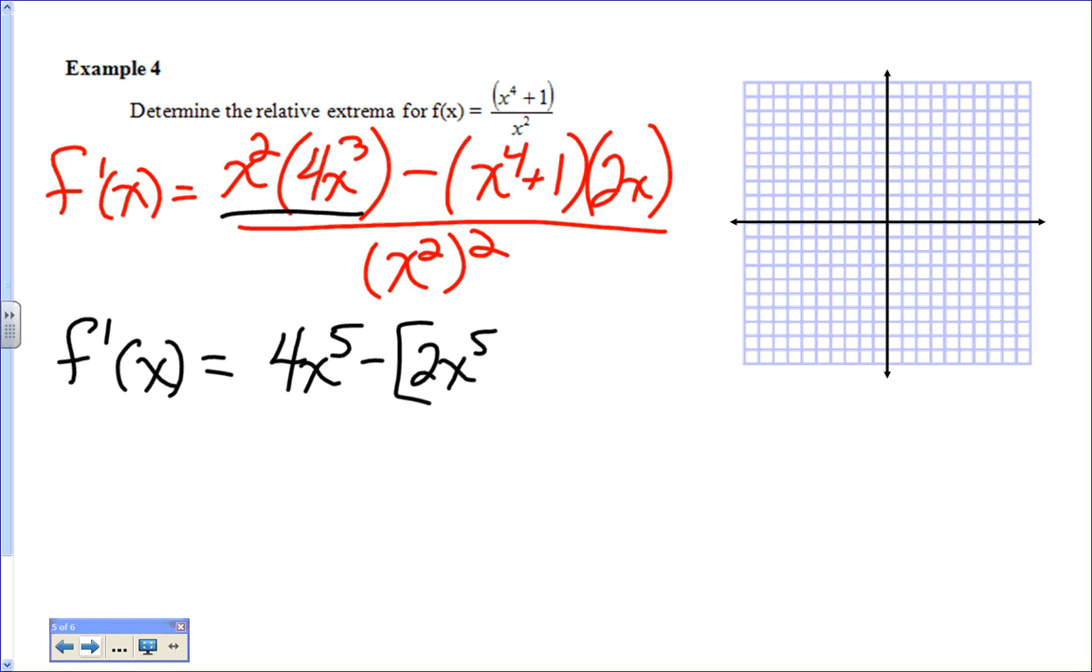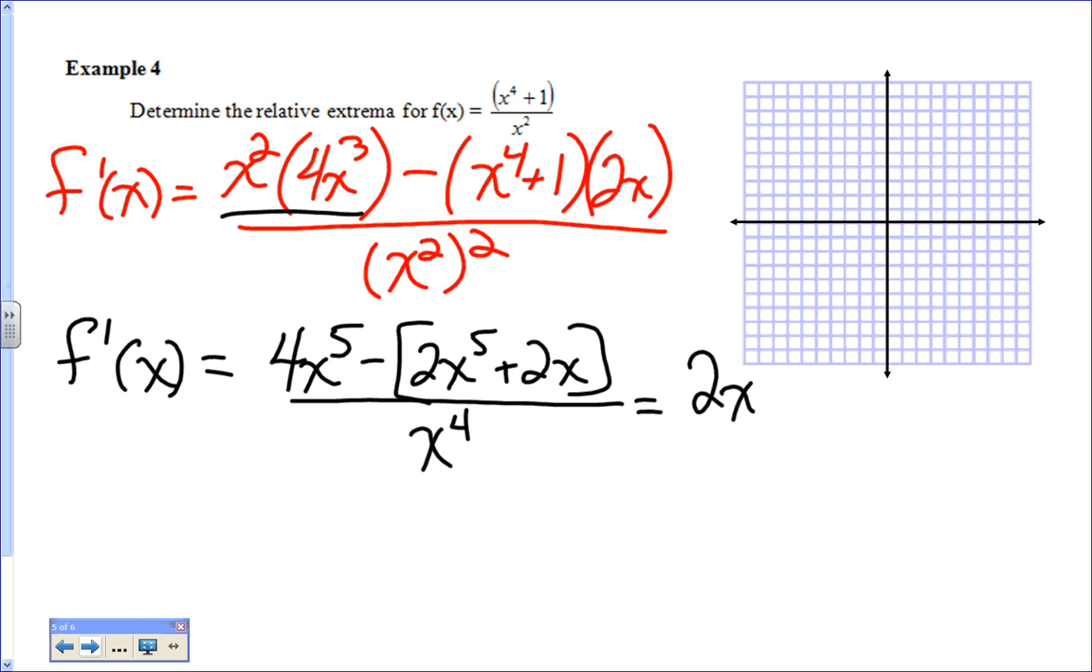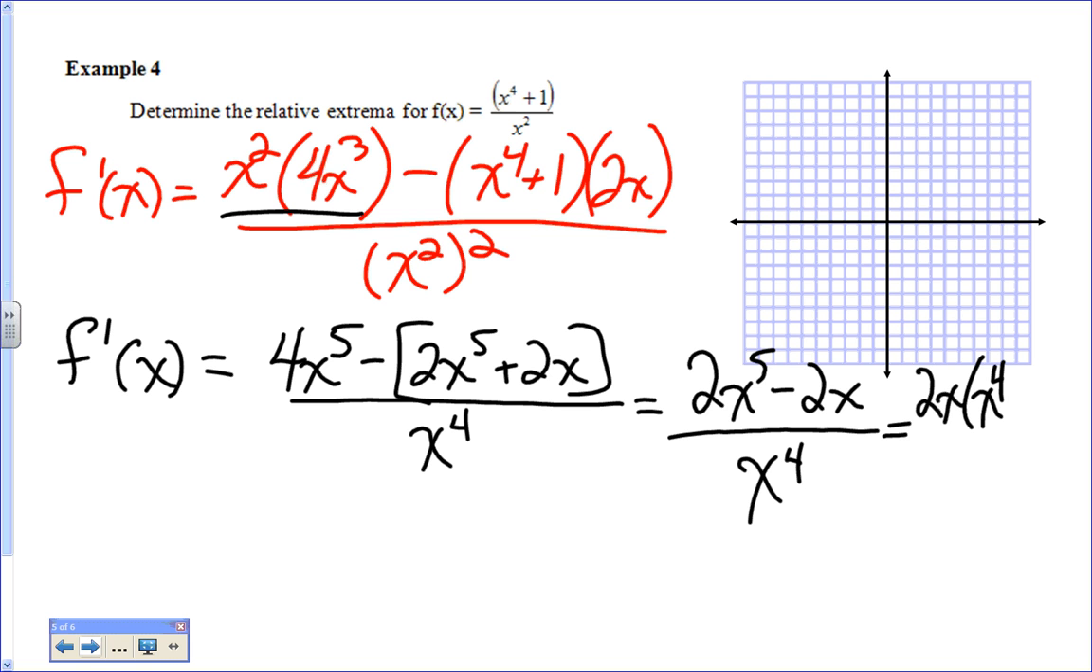2x to the 5th plus 2x if I write it this way, right? All over x to the 4th. So it's really 4x to the 5th minus 2x to the 5th, which is 2x to the 5th, and then minus 2x all over x to the 4th. Yeah, we can take an x out. We can even take the 2 out if you want. It all depends on how much you want to simplify things. It's completely up to you. Let's go ahead and take a 2x out. And then we got x to the 4th minus 1 all over x to the 4th.